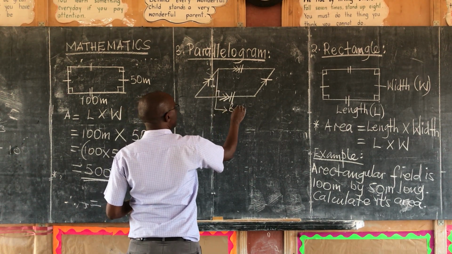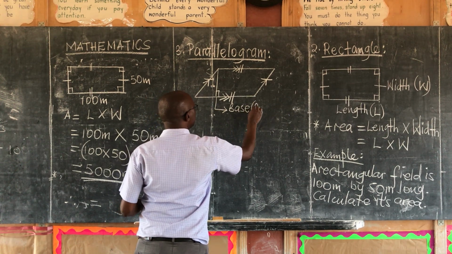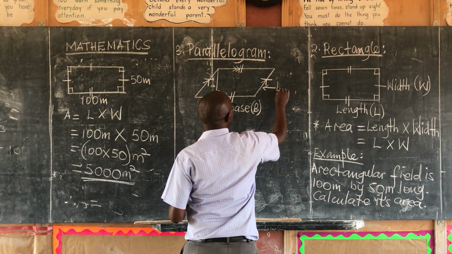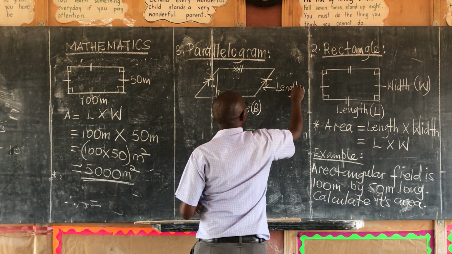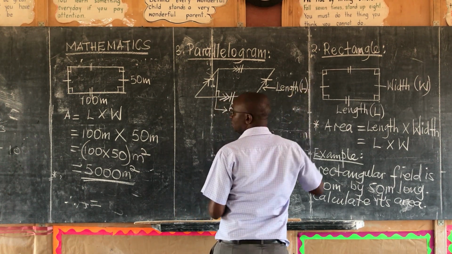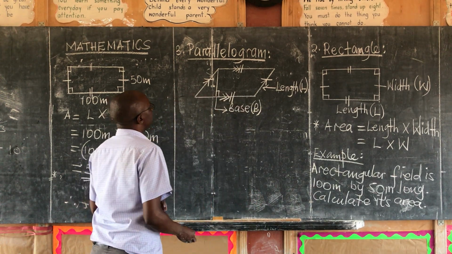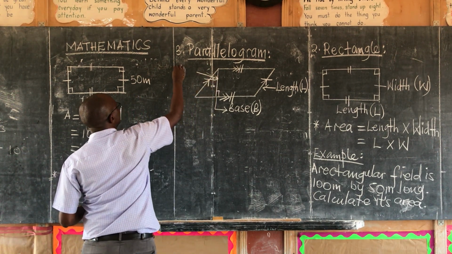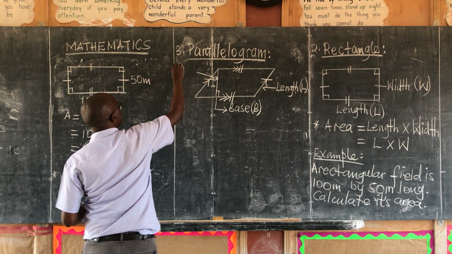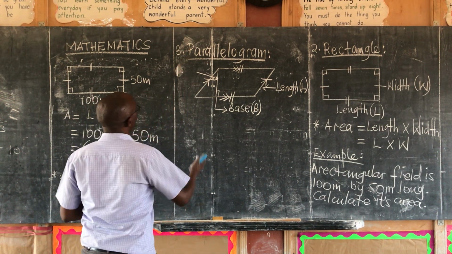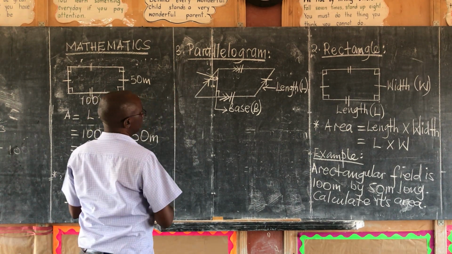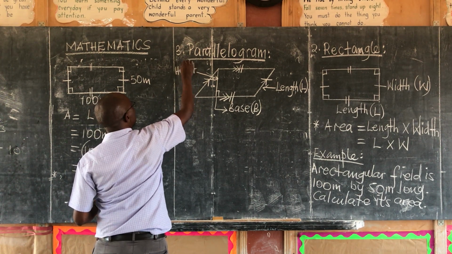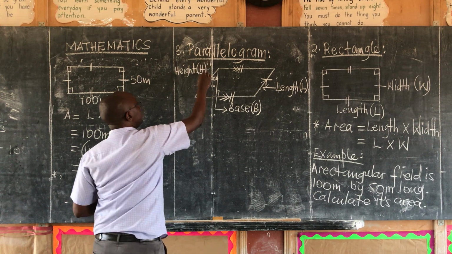Now, this is what we call its base, and we shall use letter B for the base. This is what we call its length, and we shall use letter L to describe its length. And this is what we call its height. We shall describe the height using letter H.